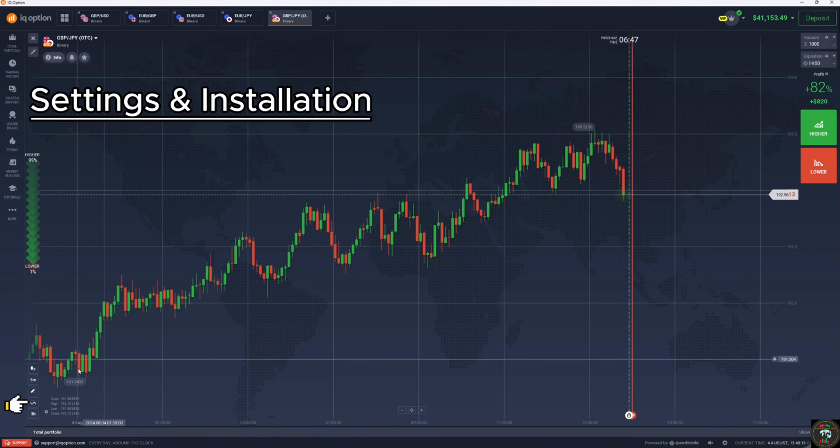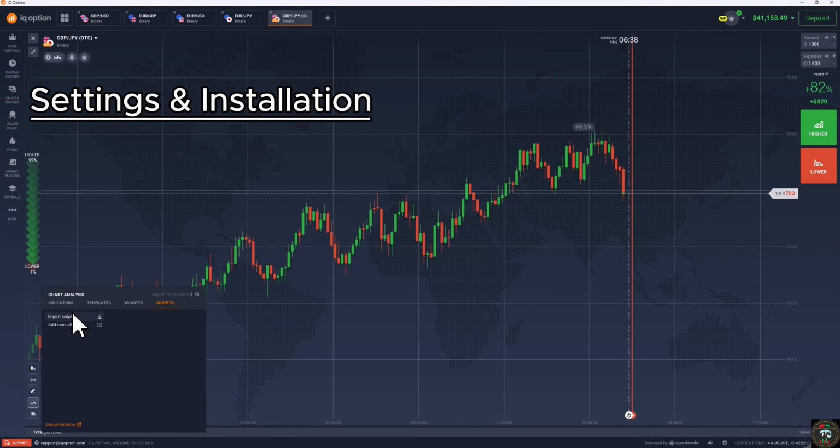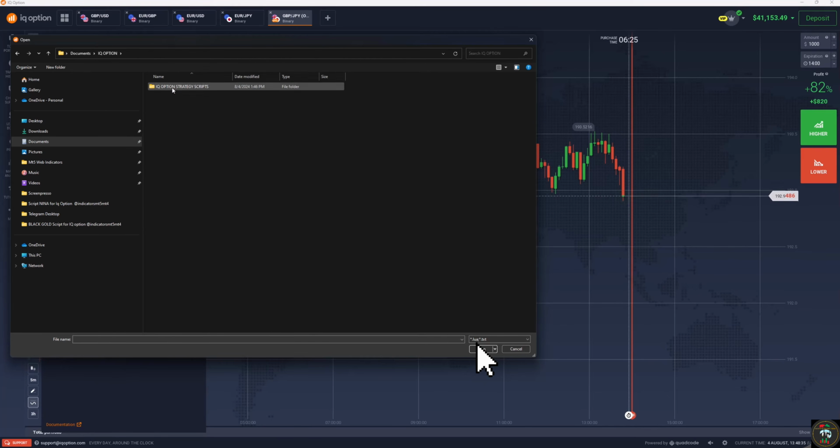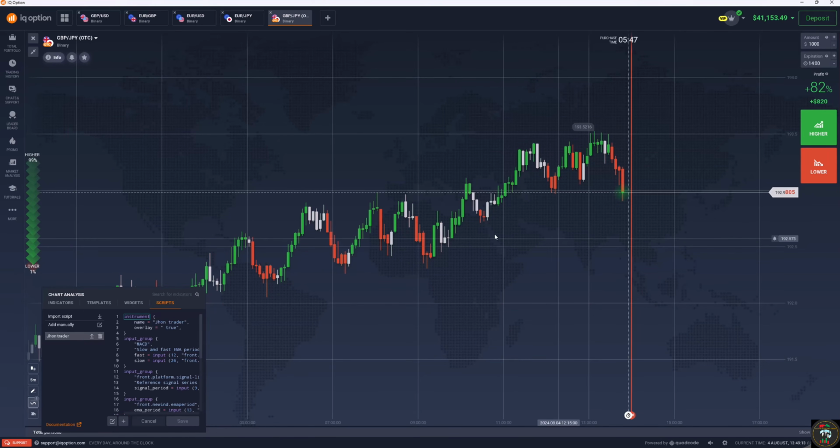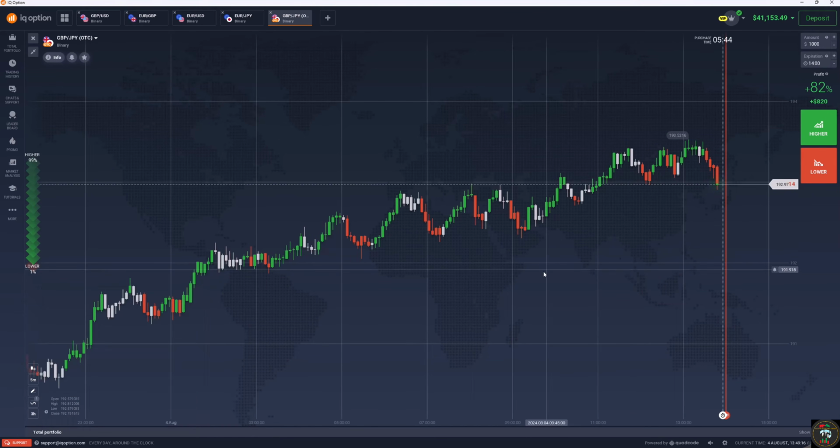On the left side of the IQ Option platform, click on the indicators icon. Then click on import script. Click open to load the scripts you saved, one by one in no particular order. Click the plus sign to attach the script to the chart. Repeat these steps to install the other scripts.